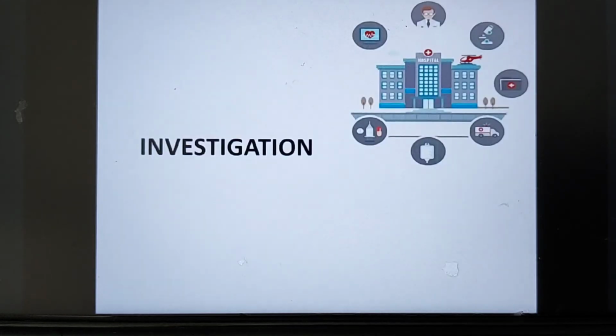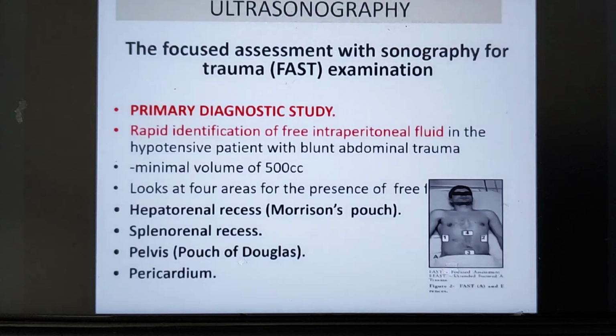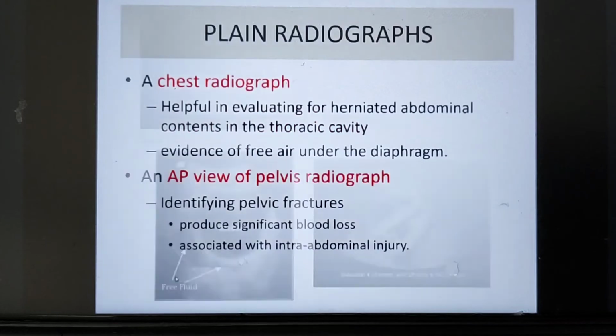Moving on to the investigations that can be done in intra-abdominal injury. The first we can do is the FAST scan. It's a primary diagnostic study. It can rapidly identify free intraperitoneal fluid. There are 4 areas to look for the presence of free fluid: hepatorenal, splenorenal, pelvic, and also pericardium.